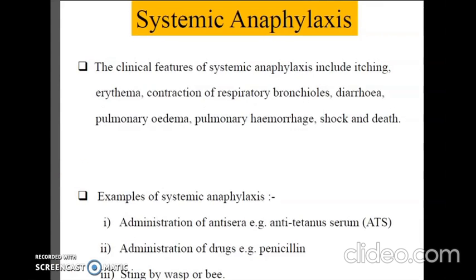So let's see what's happening in systemic anaphylaxis. The clinical features of systemic anaphylaxis include itching, erythema, contraction of respiratory bronchioles, diarrhea, pulmonary edema, pulmonary hemorrhage, shock and death. And the examples of systemic anaphylaxis include administration of antisera, for example anti-tetanus serum, and administration of drugs like penicillin. Also, a sting by a wasp or bee can result in systemic anaphylaxis.